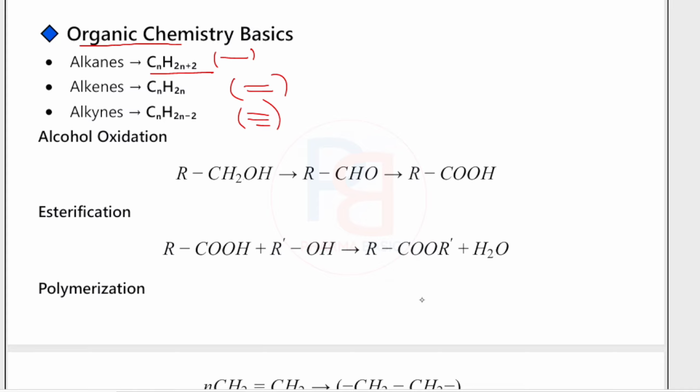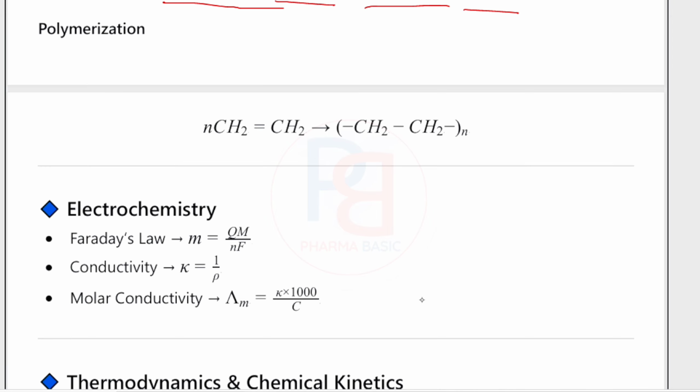Oxidation of alcohol: RCH2OH. Upon oxidation, that means removal of hydrogen, it will produce RCHO and later it will produce RCOOH, carboxylic acid. Esterification: RCOOH upon esterification, carboxylic acid plus alcohol, will produce RCOOR and water. Polymerization: if we polymerize n number of CH2=CH2, it will produce a long chain of CH2 molecules.